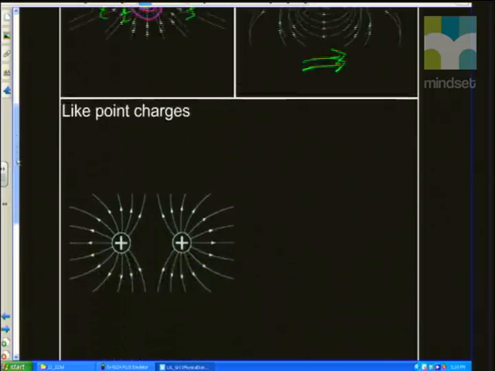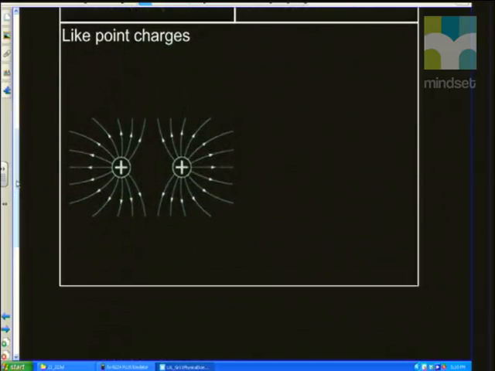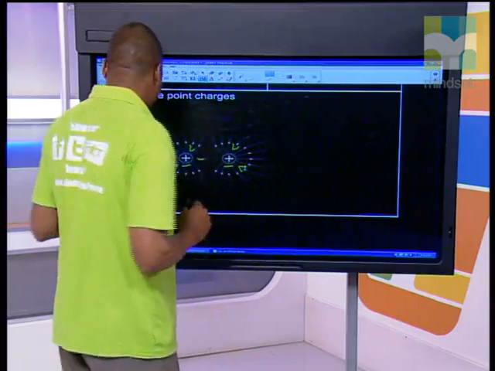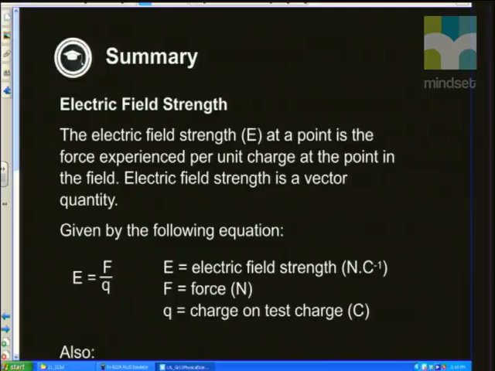If I've got like charges, they result in a force of repulsion between them. So even the electric field around them will be repulsive in nature. You would see that with positive and positive, this is what I would have. In the same way, even if I had negative and negative, the only thing that would be different is that the direction would change. So I would use an arrows that point inwards into the object to show that the electric field comes into the object that is negatively charged. Okay, and that's all.